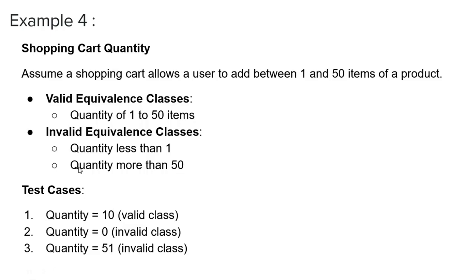So again we have three classes here. Quantity equal to 10 for the valid class. Less than 1, that means quantity can be 0, for the invalid class, and quantity more than 50, so 51. So we can pick any three values from such classes. And if you test the software with these three test data, then eventually it will work for all the values of those classes. So this is again another example of equivalence class partitioning.